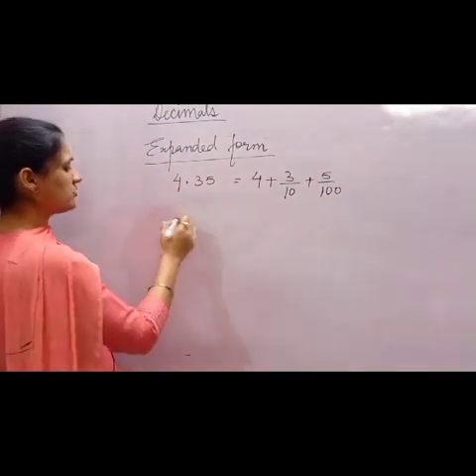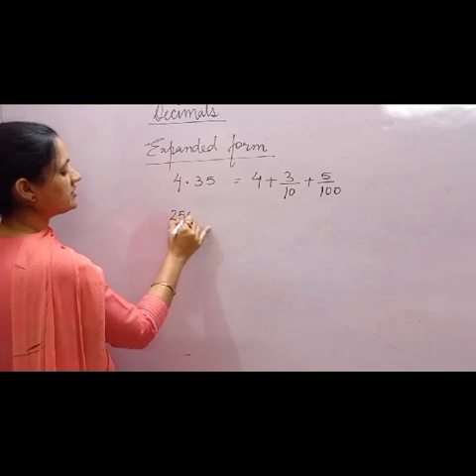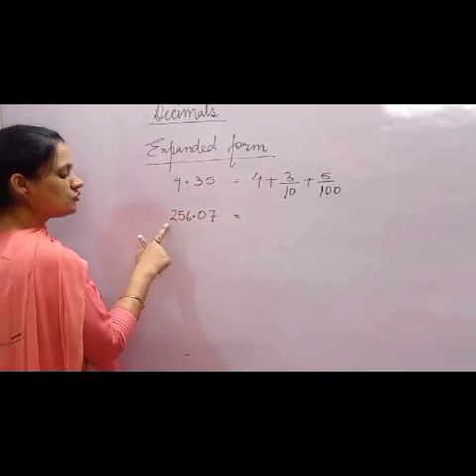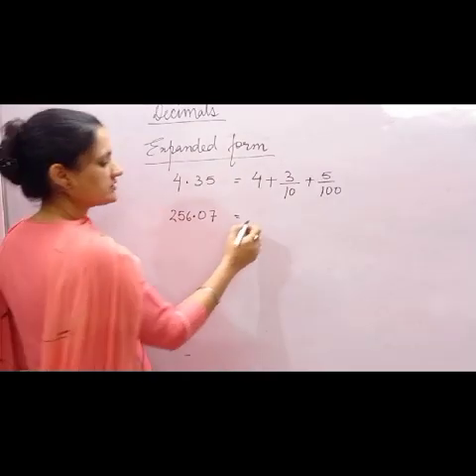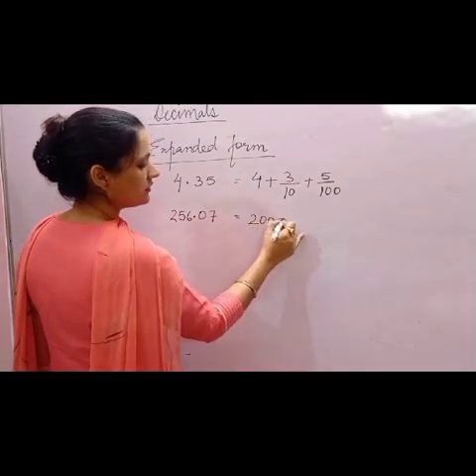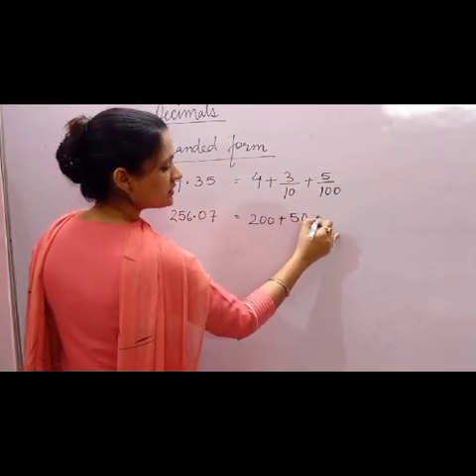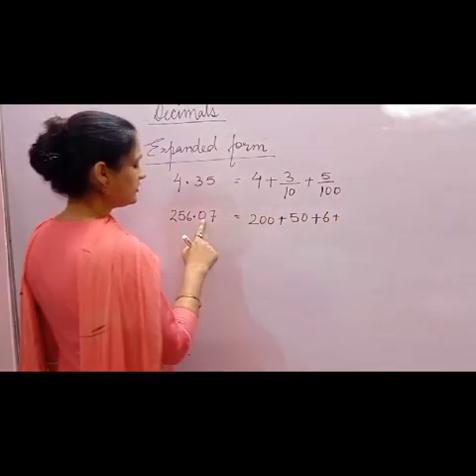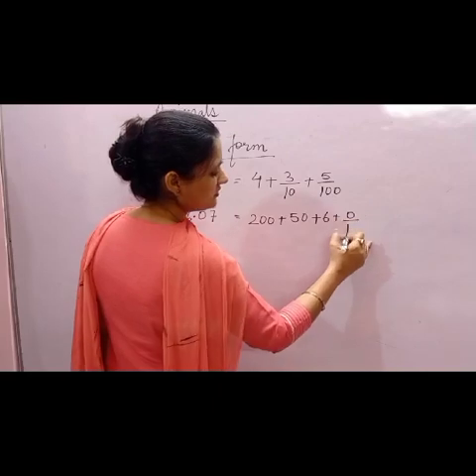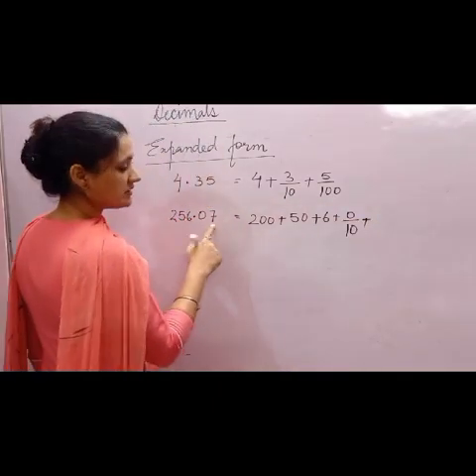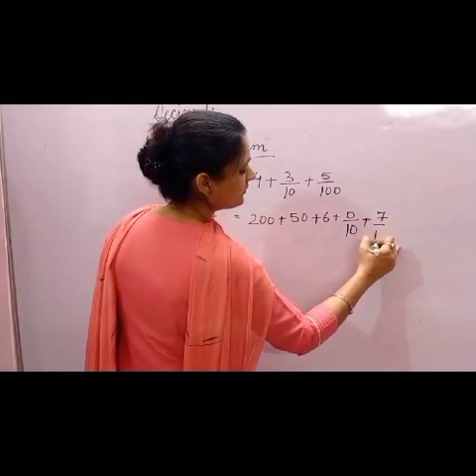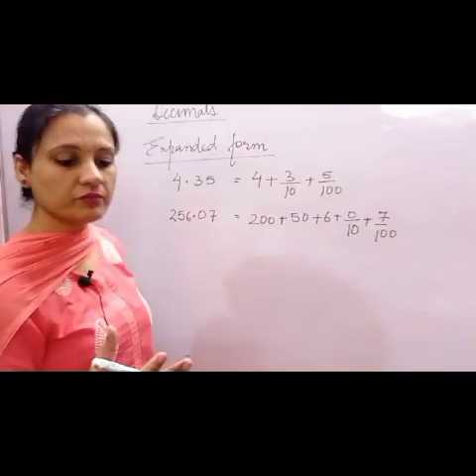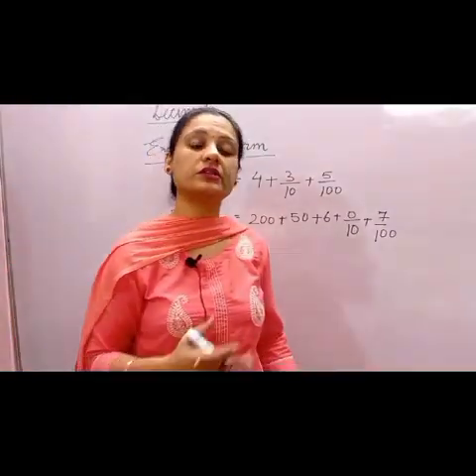Simple. Suppose the number is given 256.07. Then read it: 256. So let's write down 256. Now decimal. So first place is 10th. 0 by 10. Second is 100th. So 7 by 100. Understood? Short form, expanded form. This is all about the decimals.